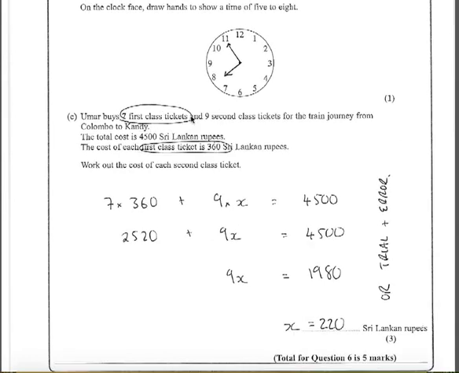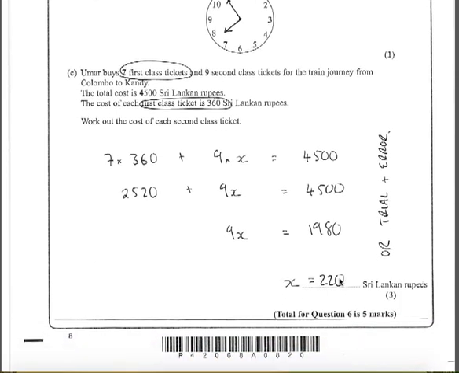You've bought 7 tickets which cost 360 each, plus 9 tickets which cost something each, and in total you spent 4,500 rupees. So you've got a little equation here. If we tidy it up by doing that multiplication, just getting rid of the times sign here, we've got 9x equals 1,980, so x is 220.